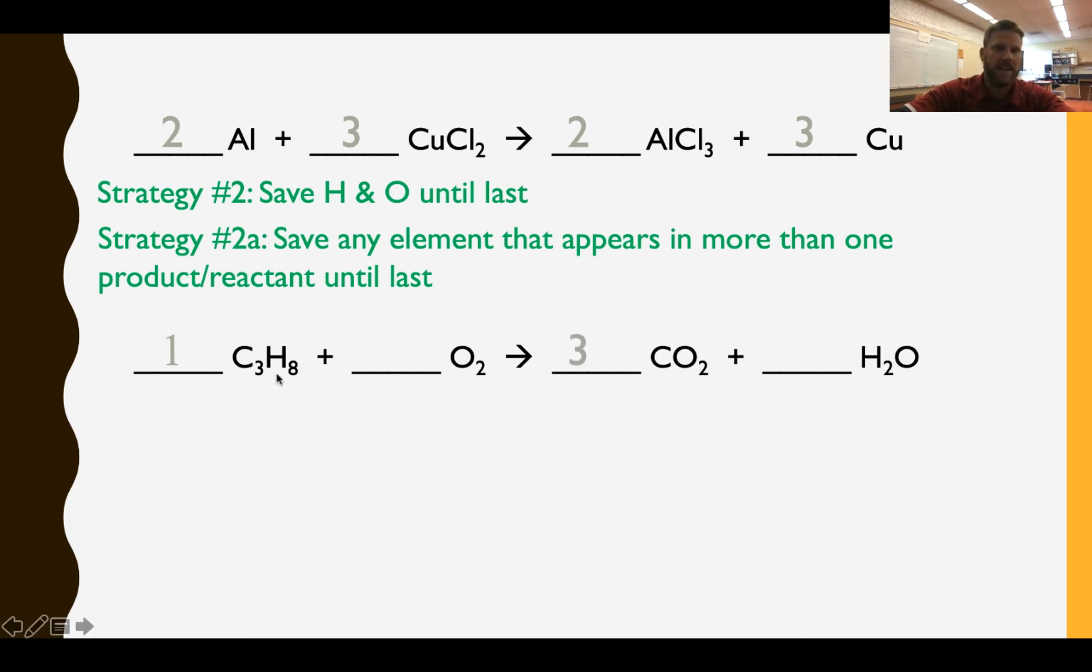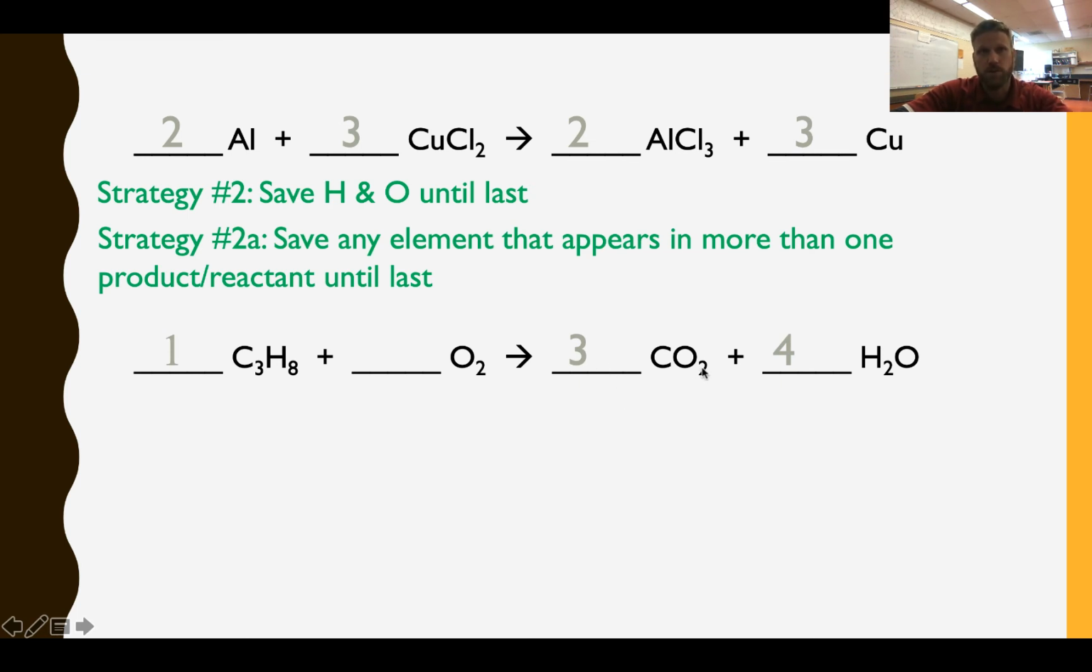Now, I have 8 hydrogen atoms on the reactant side. To get 8 hydrogen atoms on the product side, I should use a 4 for the coefficient of water. 4 times 2 is 8. On to the oxygen atoms. On the reactant side, I presently have 2 oxygen atoms. On the product side, there are 10.